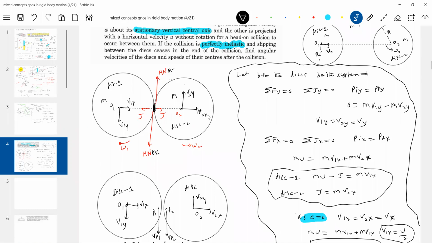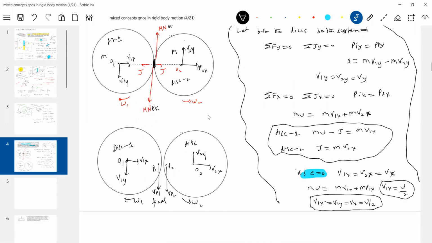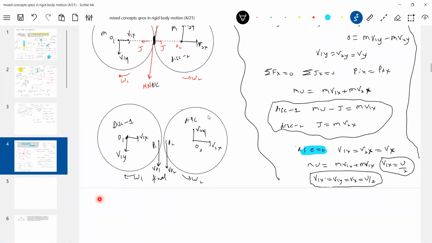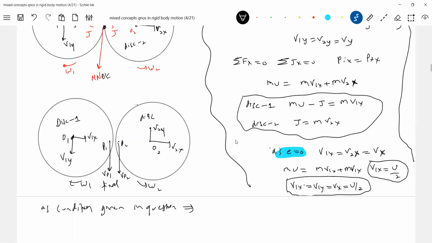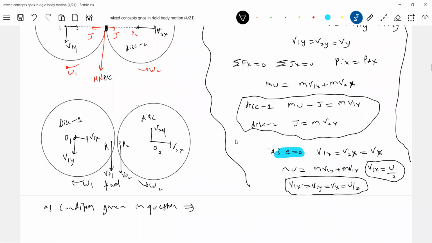You should not blame me for writing this equation, because the question condition is given. When the slipping ceases, the collision is about to end. So when V1x equals V2x, then Vp1 equals Vp2. The condition is given. Everything is fine, just listen. No need for doubt. Please do listen. As the condition is given in the question, Vp1 equals Vp2. Now, what is Vp1?